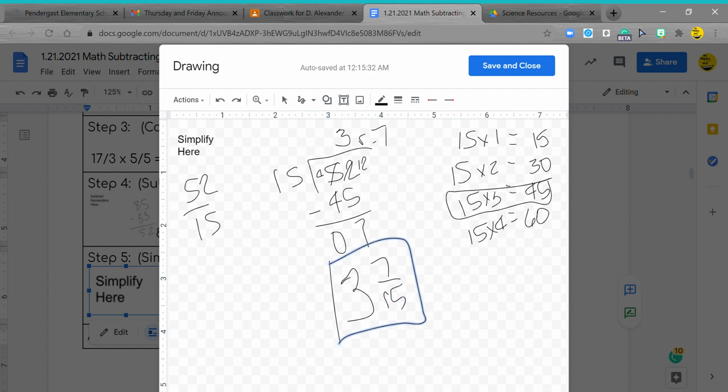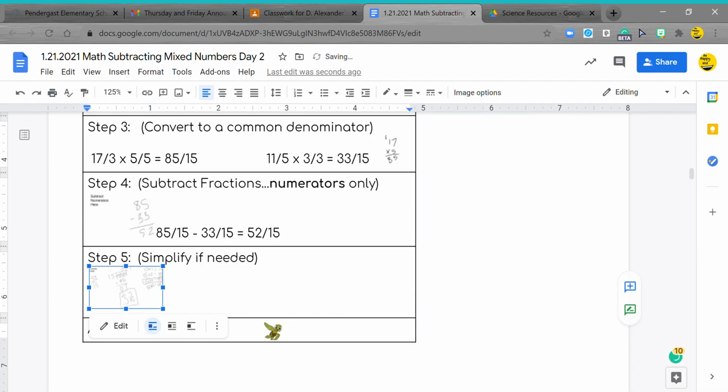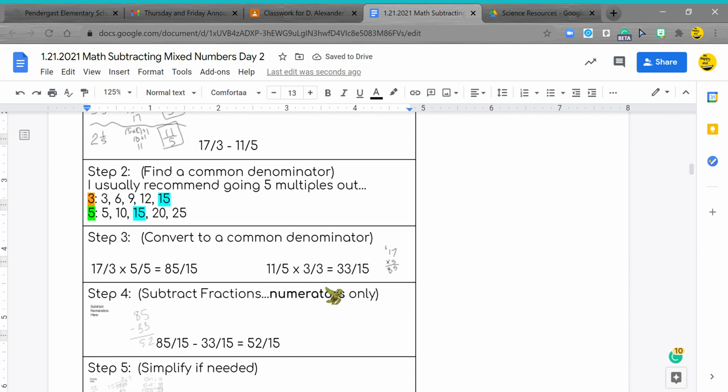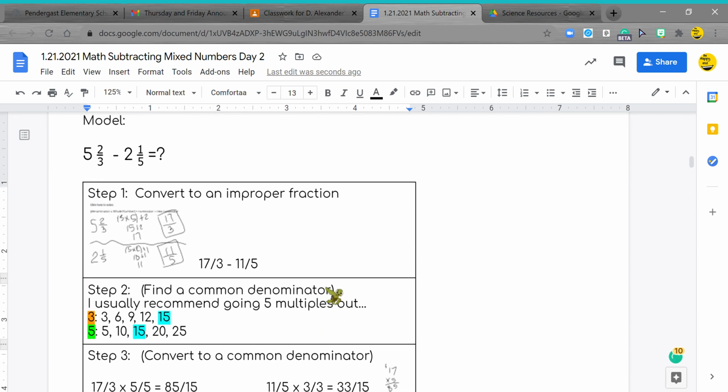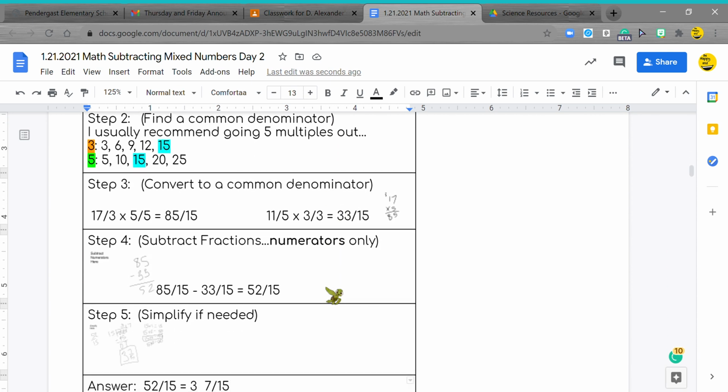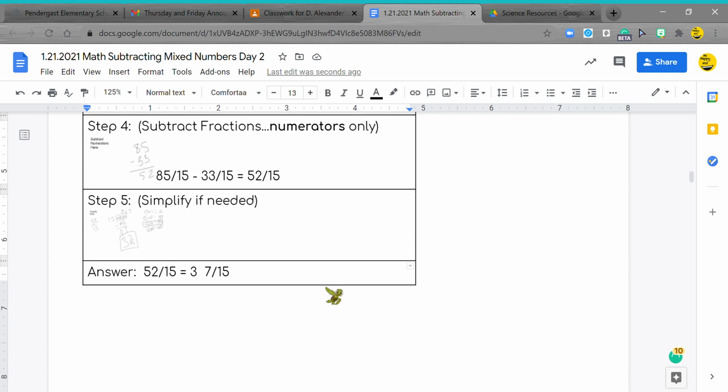So here's my new answer. So I'm going to hit save and close. And right here, write 3 and 7/15. This is how we do our subtraction. For subtracting mixed numbers, remember to turn your mixed number into an improper fraction. Find a common denominator. And once you do that, you subtract your numerators, and then you find your new mixed number.